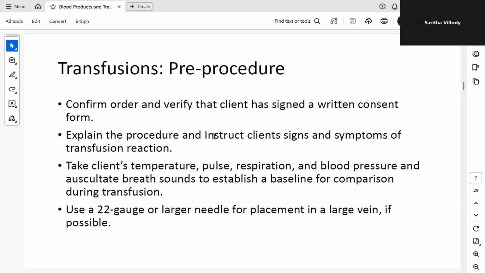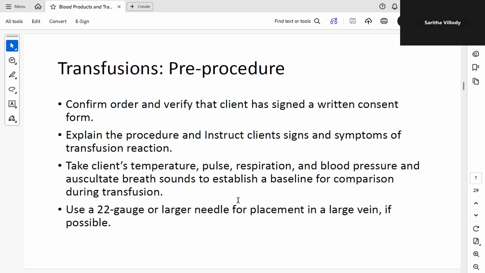Our role is to explain the procedure and double check that they understood the signs and symptoms of transfusion reaction or they understood the treatment. Before starting the transfusion, you always want to check their vital signs, temperature, pulse, respiration, blood pressure, and auscultate their breath sounds to establish a baseline comparison during transfusion.